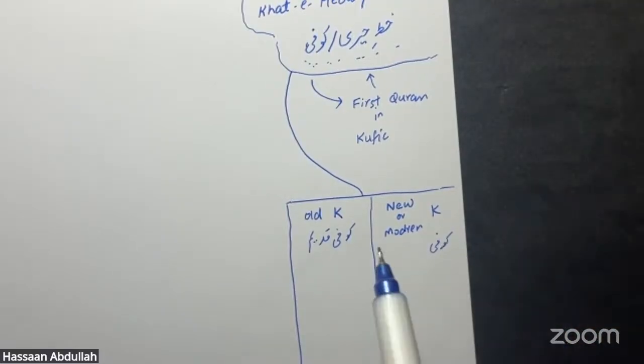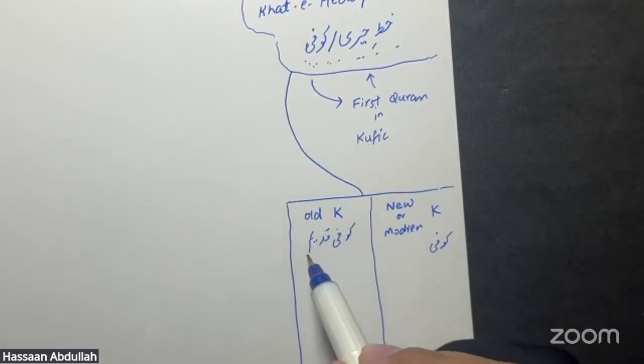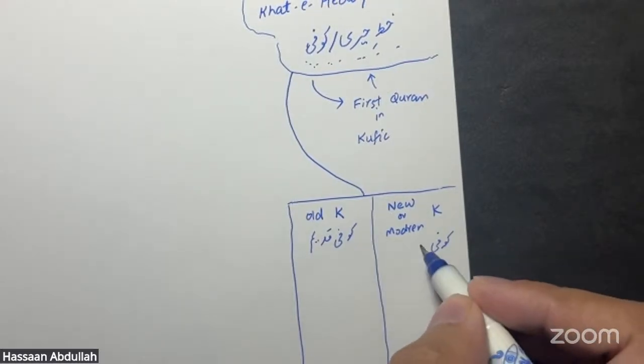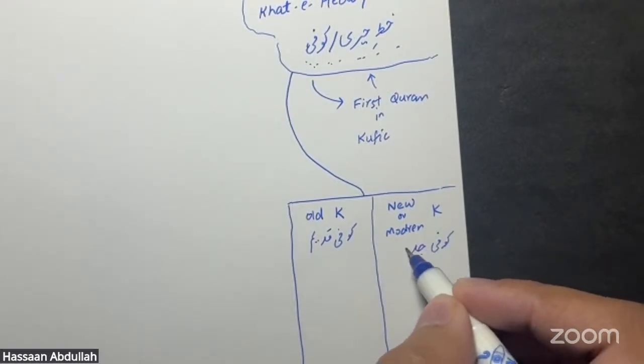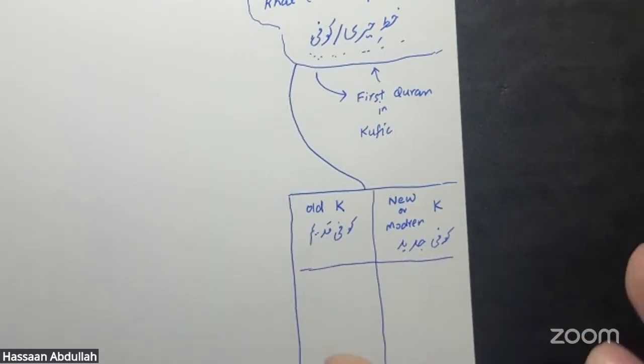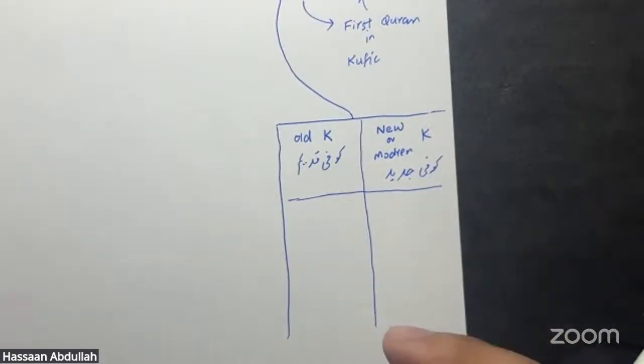Can anyone tell me the word, if I write Qadim here, then what should I write here? Jadid, very good. Kufi Qadim and Kufi Jadid. Broadly, it is divided into these two categories, and there are many subdivisions in these categories also.